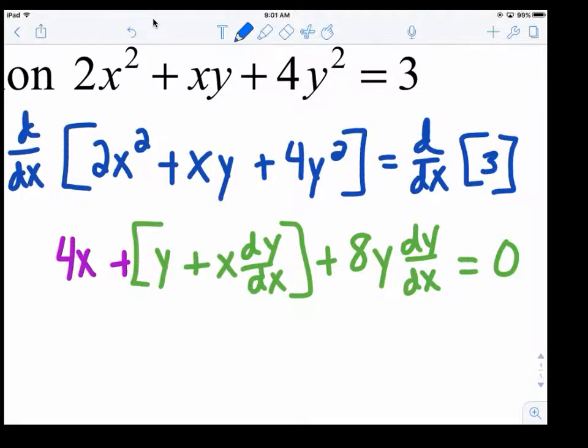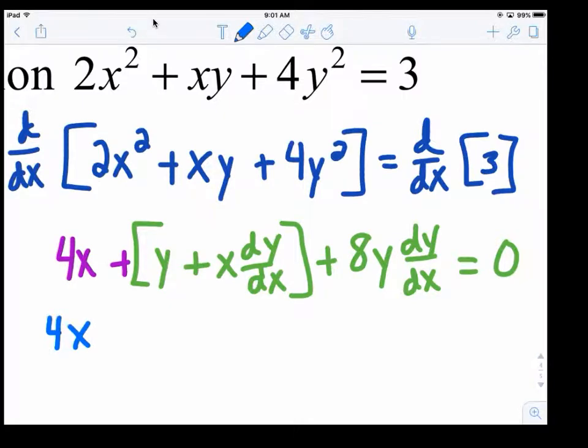So the derivative of xy is this bracket here, because you have to use product rule. So derivative of the first, which is just 1 times y, plus first times the derivative of the second, which is just dy over dx. Right, because you have an exponent. You don't have an exponent here.